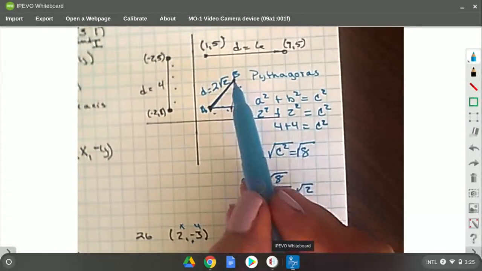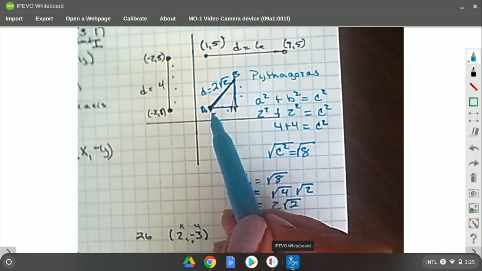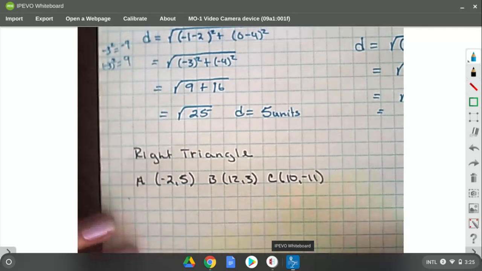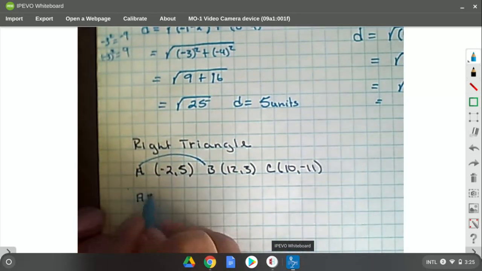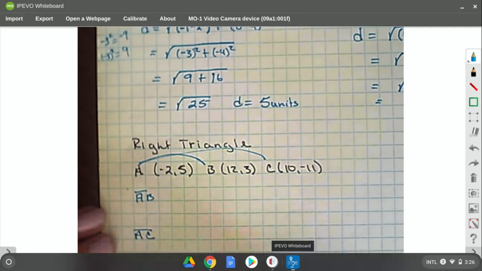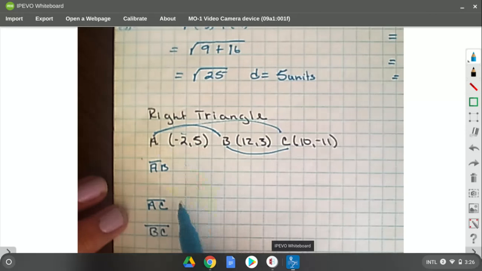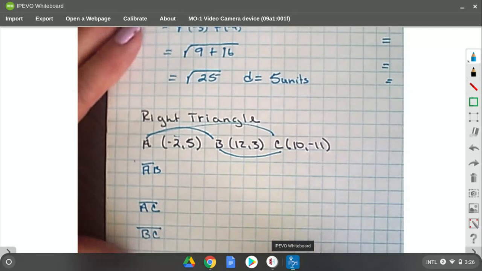All right, so remember, a right triangle fits into the Pythagorean theorem. If it is a right triangle, then a squared plus b squared will equal c squared, right? So when they give you 3 points and they say, do these 3 points make a right triangle, what you're going to do is find the distance between AB, so here is side AB, between AC, here's side AC, and BC. You need to find the distance between each of these points to create the 3 sides of your triangle. When you create the 3 sides of the triangle, you see, do they fit into the Pythagorean theorem?